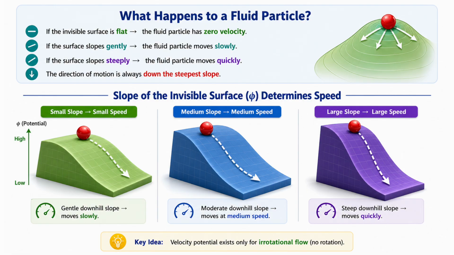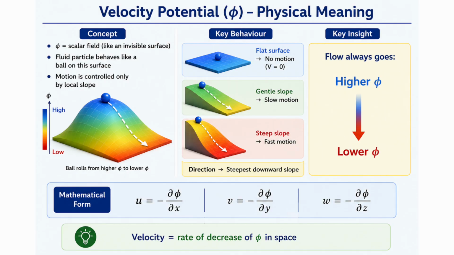In general, the fluid moves from higher potential to lower potential. The steeper the decrease in phi, the greater the speed. Velocity potential phi is a scalar field, like an invisible surface in space. A fluid particle behaves like a ball placed on this surface. Its motion depends only on the local slope.